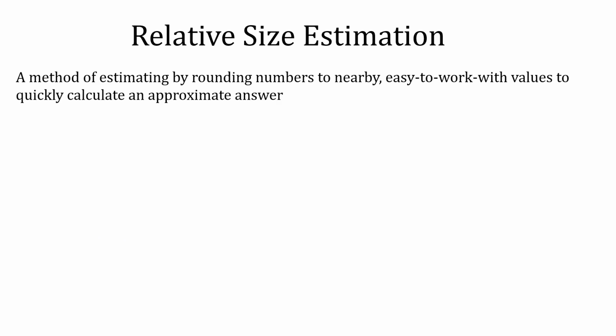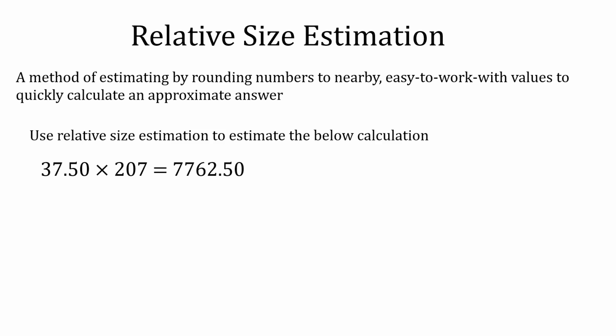Now, if I were to use relative size, it's a method of estimating by rounding numbers to nearby, easy to work with values to quickly calculate an approximate answer. Now, here's the same example. For the context of this course, here's what I want to teach you to do. Notice that 37.50, the largest value it has is in the tens place. So I'm simply going to round to the nearest 10. And notice that for 207, the largest value it has is in the 100 place. So I'm simply going to round to the nearest 100. That's what I want you to do in the context of this course for relative size estimation, okay? Just to keep it straightforward.